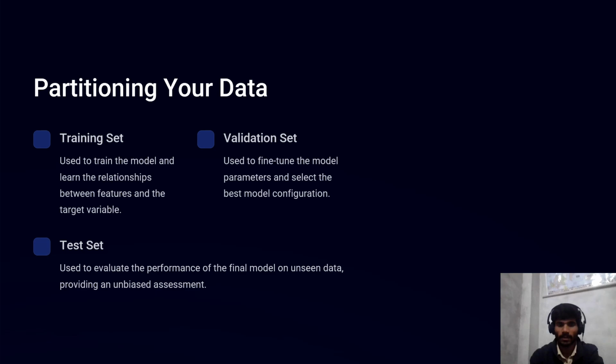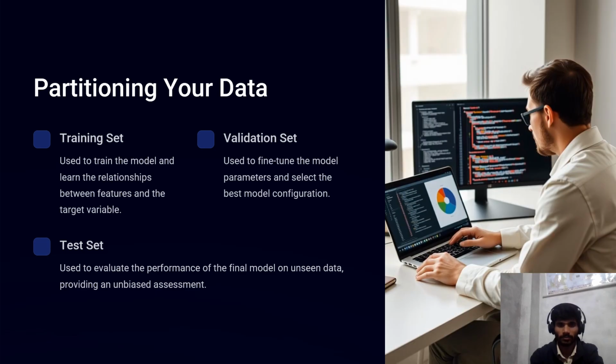So, second is partitioning your data. First is the training set, second is the validation set, and third is the test set. So, first is the training set. This is used to train the model and learn the relationship between the features and the target variable.